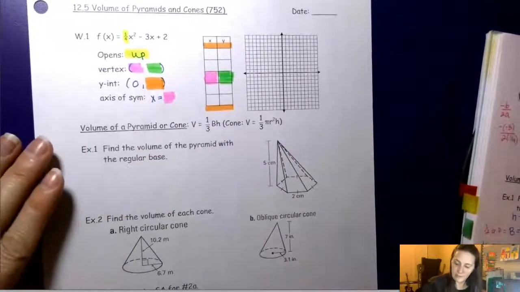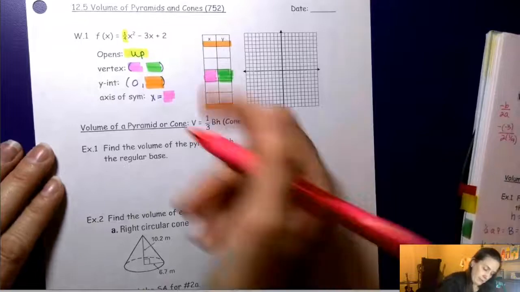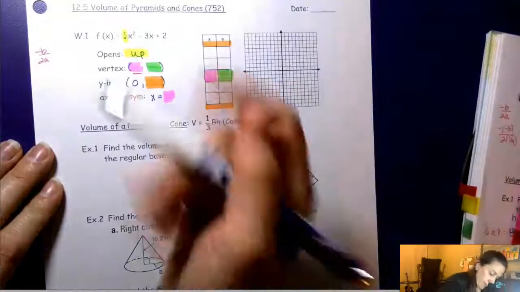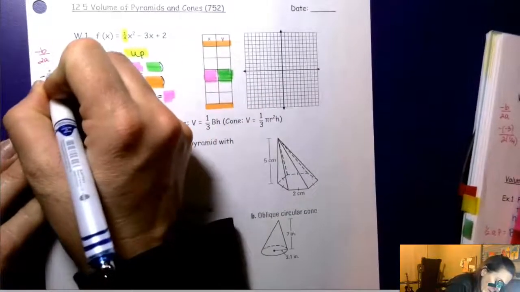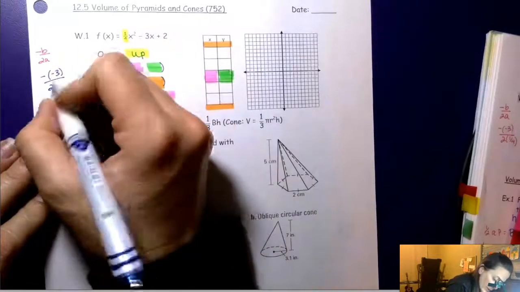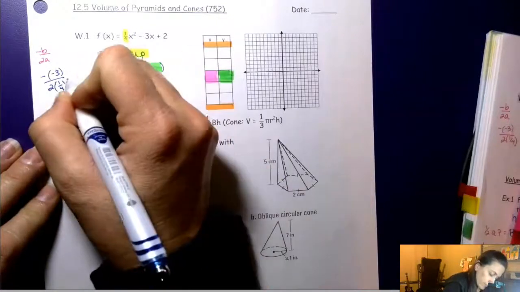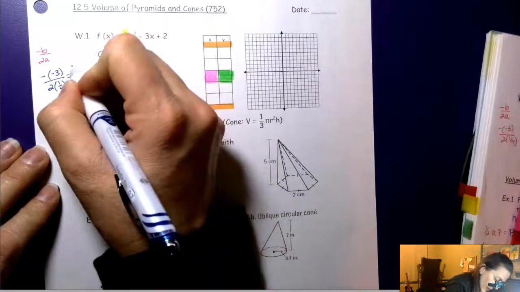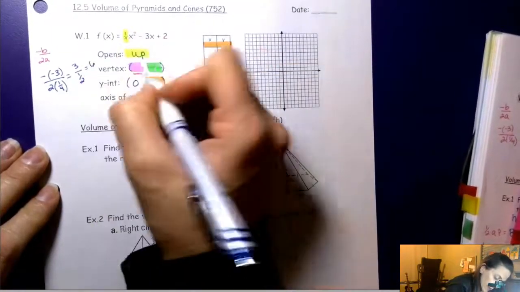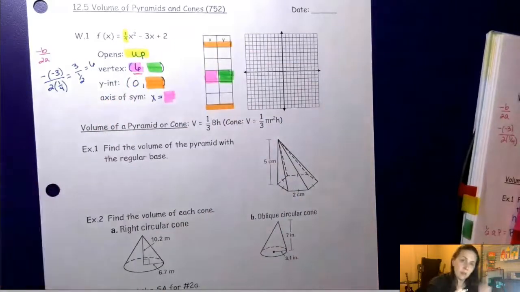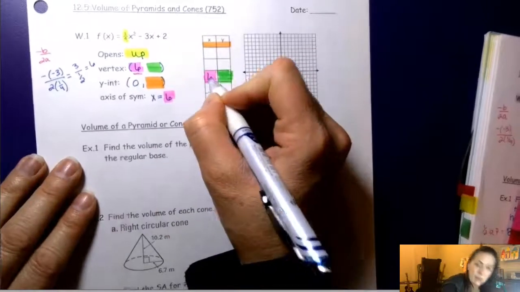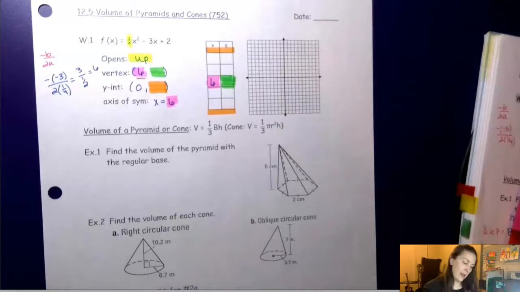My vertex, to find the x-coordinate of the vertex, I'm going to use negative b over 2a. So that's going to be the opposite of b, negative 3, over 2a, which is 1/4. So this is actually going to become positive 3 over 1/2. This is going to be 6. So my x-coordinate here is 6, which is also my axis of symmetry, x equals 6, and that's where my middle point on my t-chart is going to be, a 6.